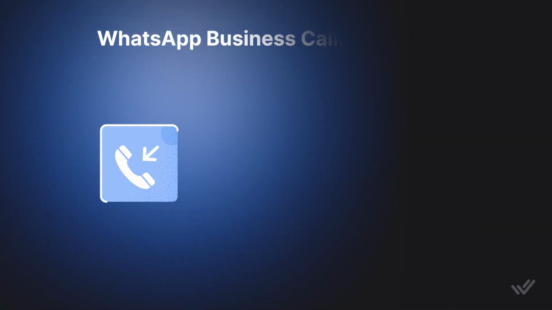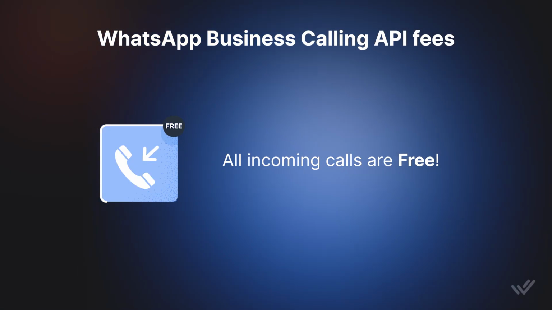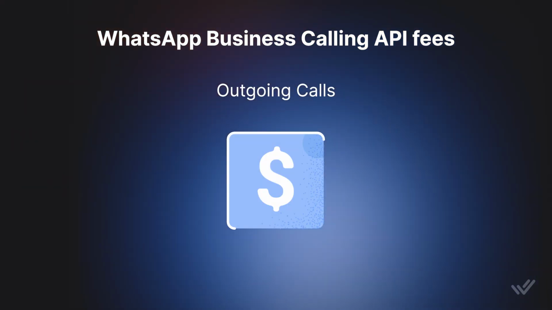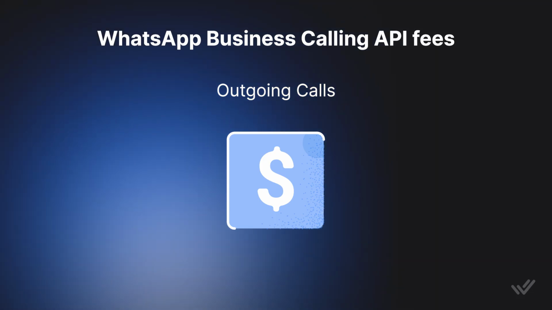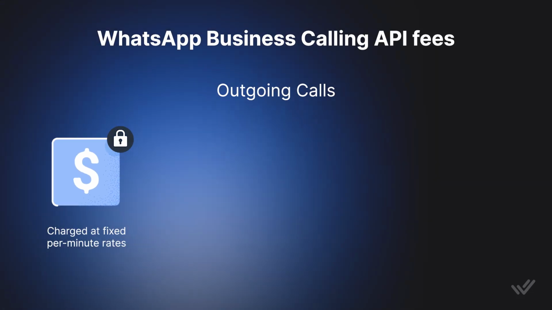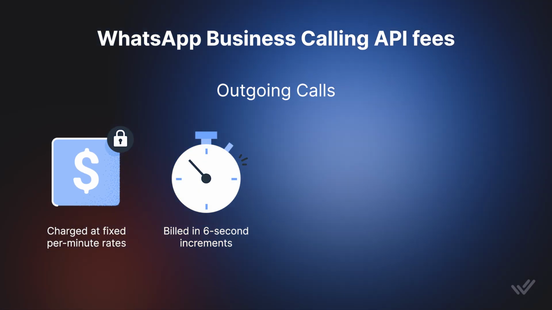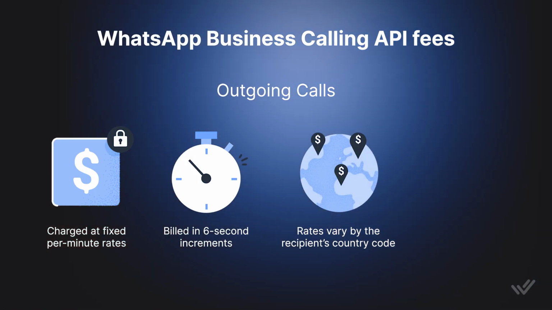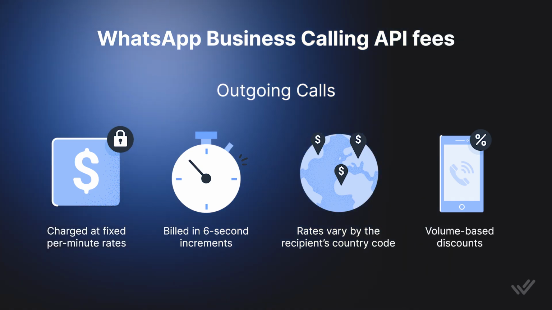Also, unlike the WhatsApp Business app, WhatsApp Business Calling API has usage fees. It's important to know that all incoming calls are free, but outgoing calls made through WhatsApp Business API cost money. The good news, pricing is easy to understand. Fixed rates per minute, billed in 6-second increments. Rates depend on the recipient's country code. Like with WhatsApp API messages, you get rate discounts for making more calls.